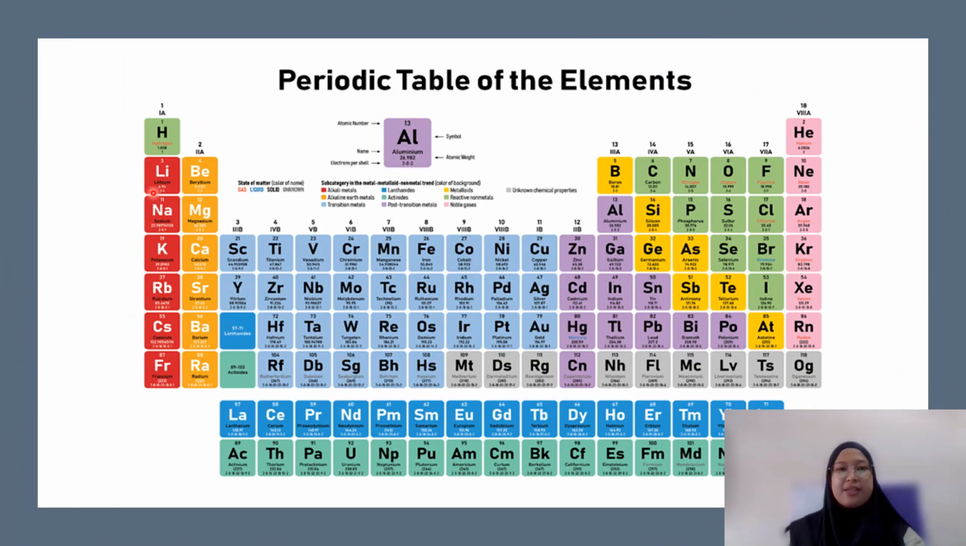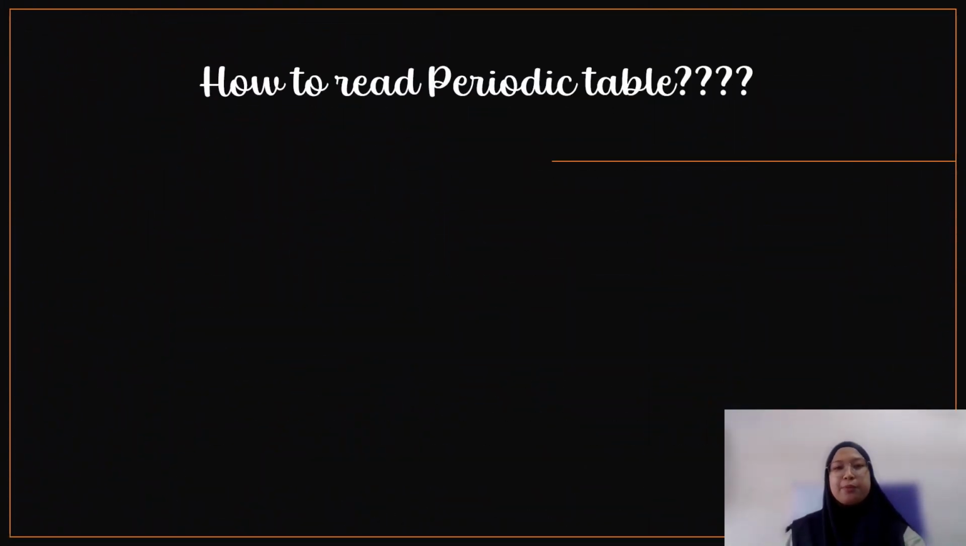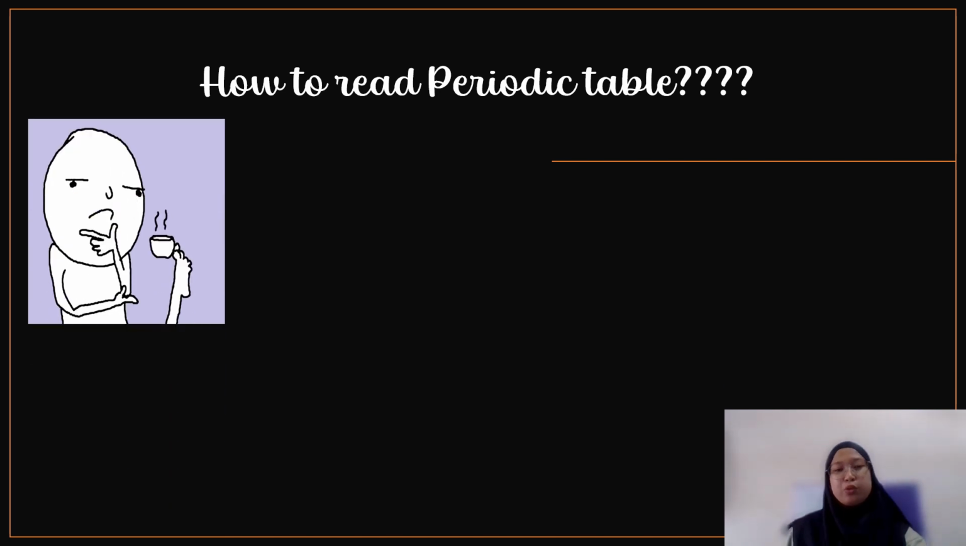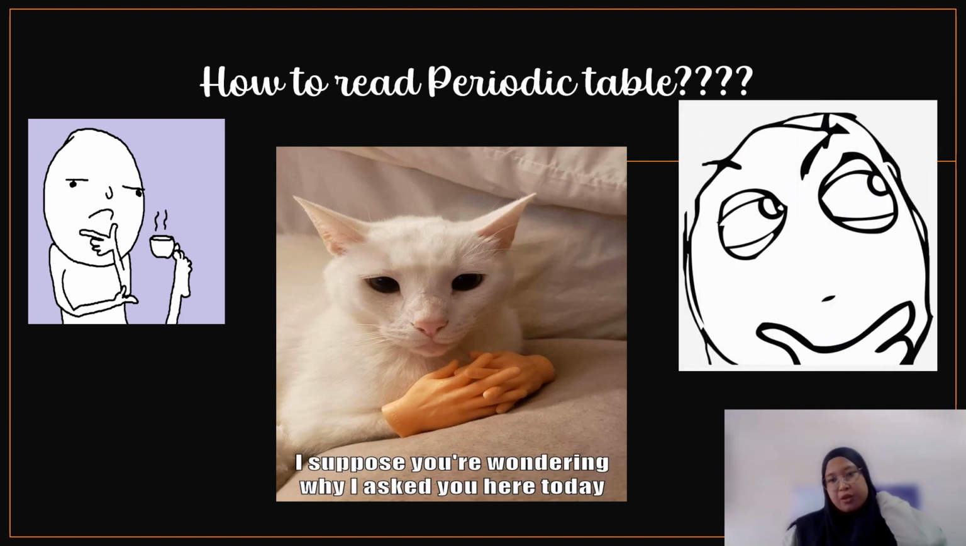In chemistry, the periodic table of elements is a very important thing to remember. So, aren't you curious about the periodic table? How to read the table? What are the elements in the periodic table? So you have been curious about it. Let's check it out.